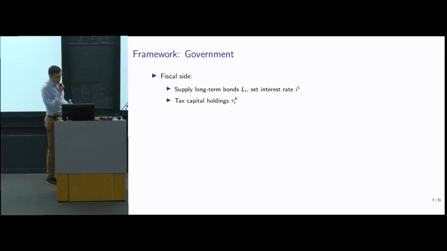So the government, we will be thinking for most of the time of the consolidated government budget constraint. But just to put some names, we're going to think about a fiscal side of the government and the monetary side of the government. And the fiscal side of the government is going to be issuing these long-term bonds. These are going to be perpetual bonds. They never mature, and they pay you indefinitely this nominal interest rate, iL, which is going to be constant over time. And the government can also raise some taxes, the same way that it was doing in the models, for example, that Sebastian presented earlier.